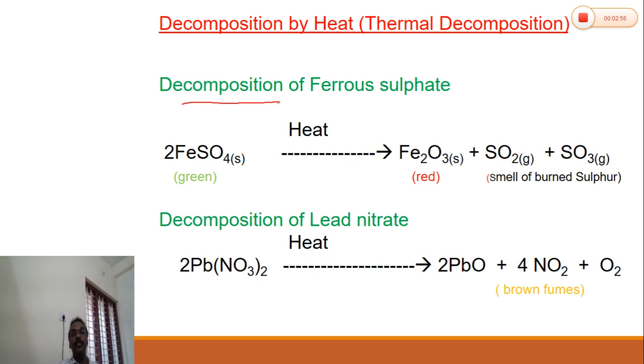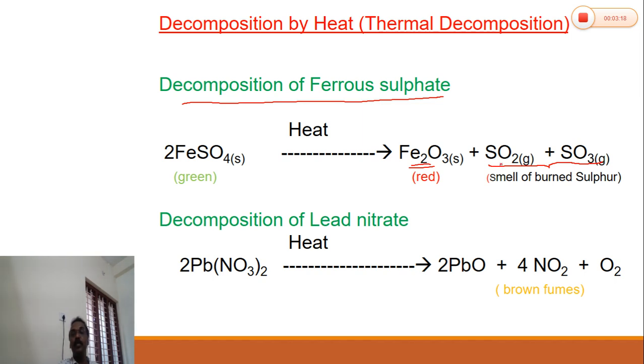Example, ferrous sulfate. Take ferrous sulfate in a test tube. On heating, we can see that ferrous sulfate is green in color. The green color changes to reddish brown, and it is converted to a solid. At the same time, we get the smell of burnt sulfur.